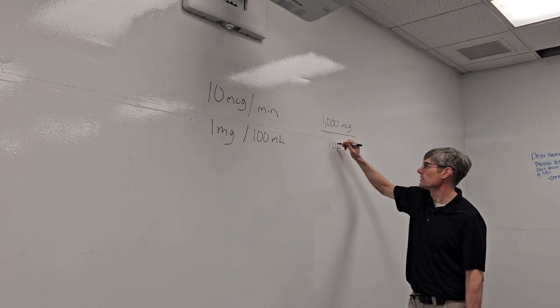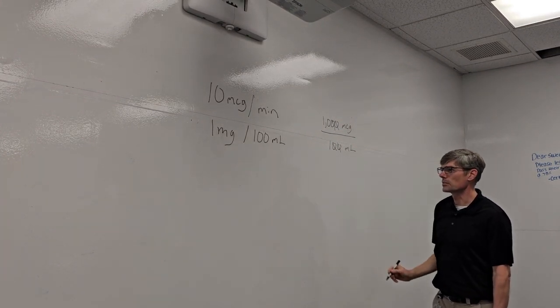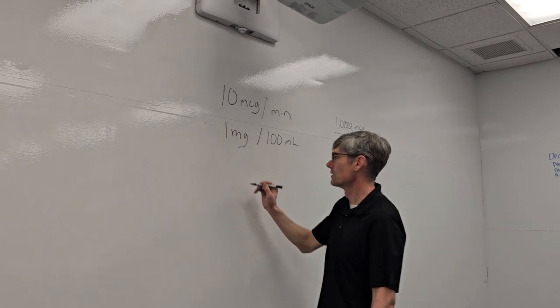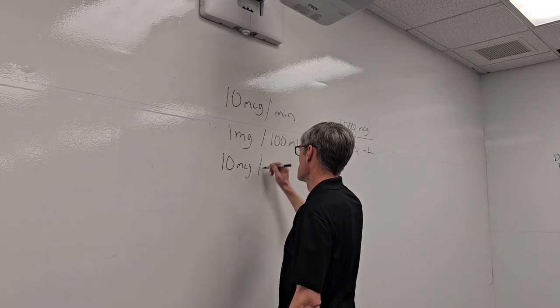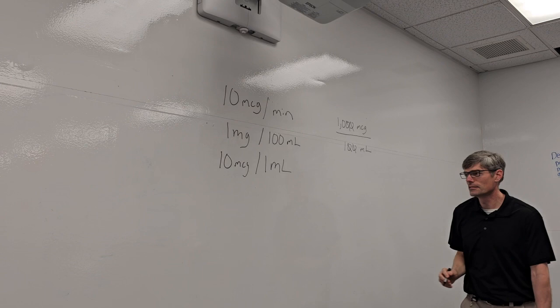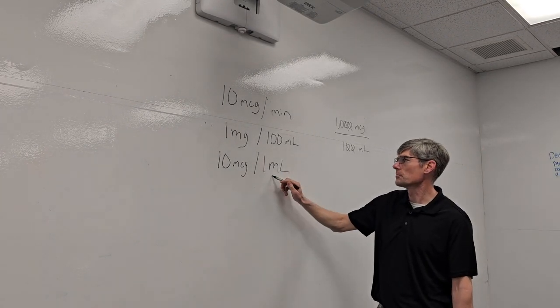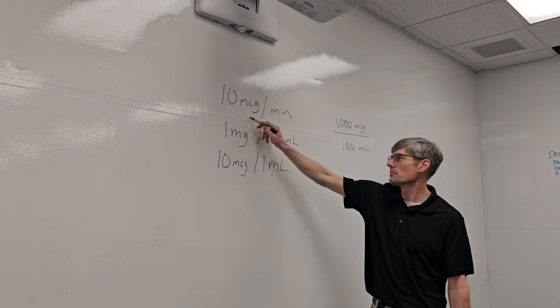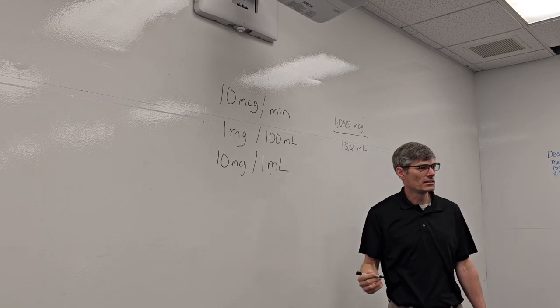So we can cross out zeros. So now we have 10 micrograms in 1 milliliter. So we want to give 10 micrograms in 1 milliliter, and we want to give 10 micrograms a minute. How many milliliters are we going to give in 1 minute?